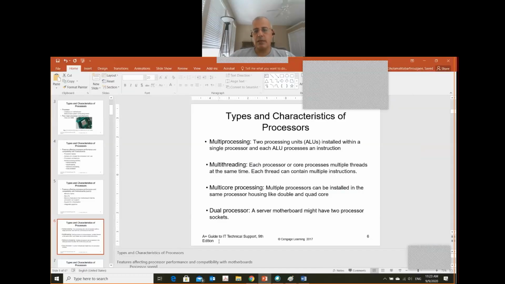This first method is called multiprocessing, using multiple ALUs. The next method is called multithreading. What do we mean by a thread? A thread is a kind of process that the operating system turns over to the CPU.